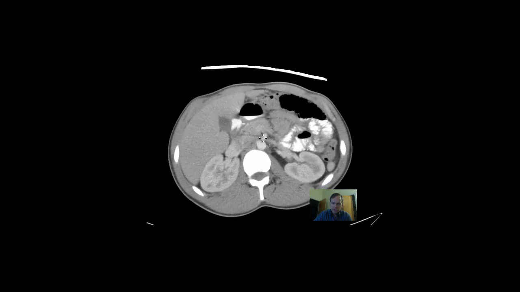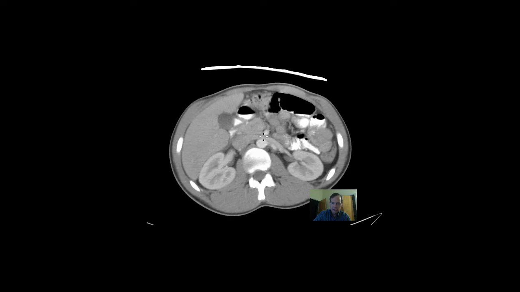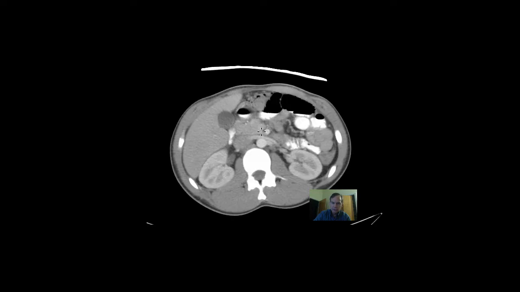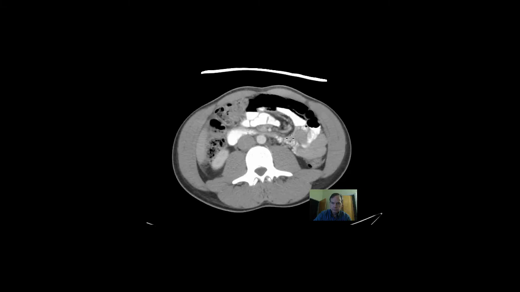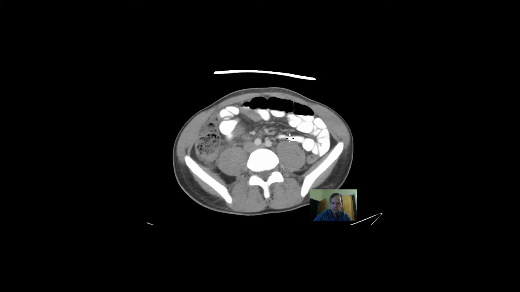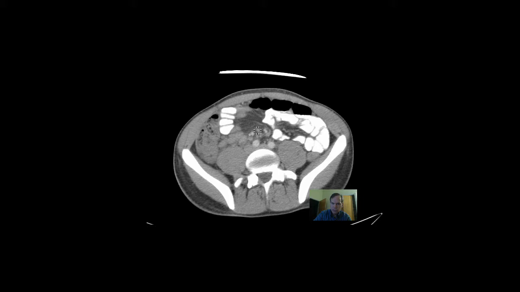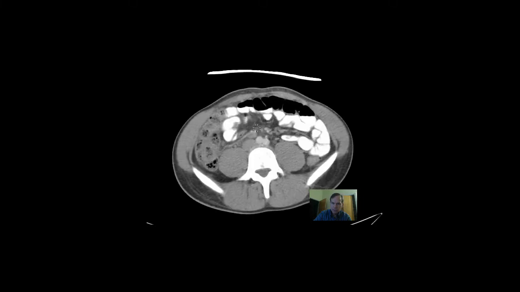Immediately inferior to that is the superior mesenteric artery, which dives anteriorly a short distance and then continues inferiorly within the substance of the mesentery. Here it is right there. And then, of course, it's branching as we go farther and farther downward, branching in the substance of the mesentery to send off branches to the bowel, which is at the margin of that mesentery.